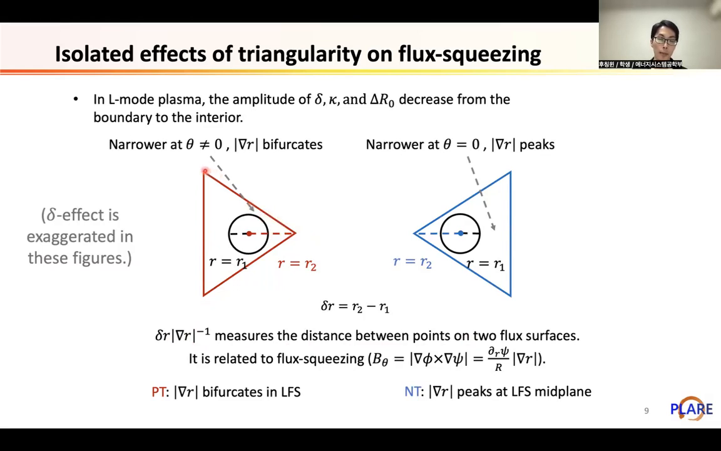For this case, it's a positive triangularity. So we can see that this space is narrower at this point. So delta R peaks at this point. So in this low field side, we say delta R bifurcates. Inversely, for the negative triangularity case, delta R peaks at the low field side midplane. This effect could also be understood in terms of flux squeezing.